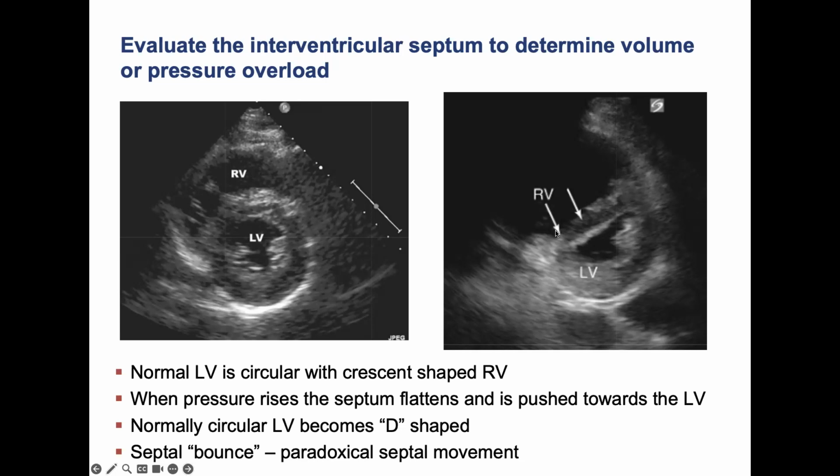A lot of people, when I'm scanning, will say, I don't really see the right ventricle that often. And I say, that's usually good, because if it's abnormal, you will start to see it. So again, the normal LV is circular with a crescent-shaped RV. When the pressure rises, the septum flattens and is pushed towards the LV, and that normally circular LV becomes D-shaped. The board's answer, and the answer that's helpful to know, is that if you have volume overload, it will be flat during diastole. If you have pressure overload, it will be flat during systole and diastole.